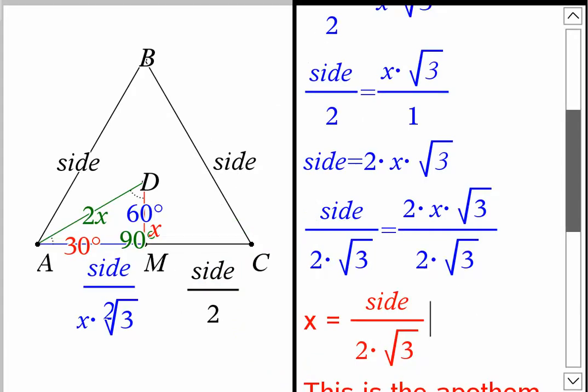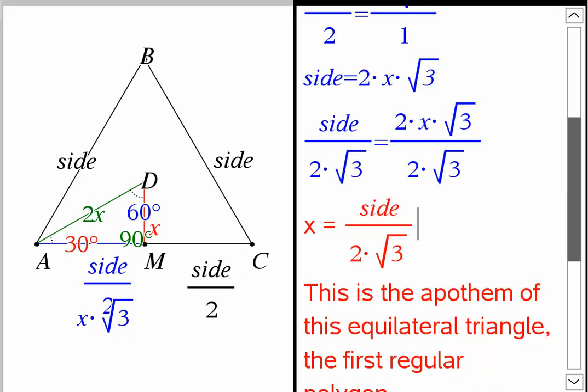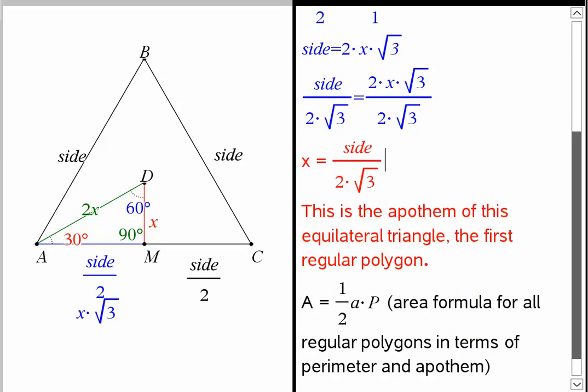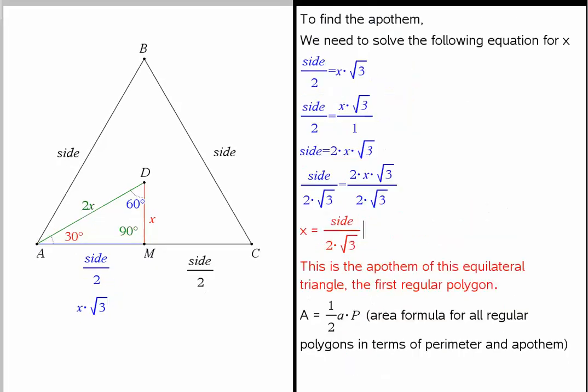Okay? Reduce the size of some of this text now that we know what everything's about, so we can read stuff. Okay, to find the apothem, we're going to take the ratio, side over 2, and set it equal to the expression that contains x. X in this case is the apothem.